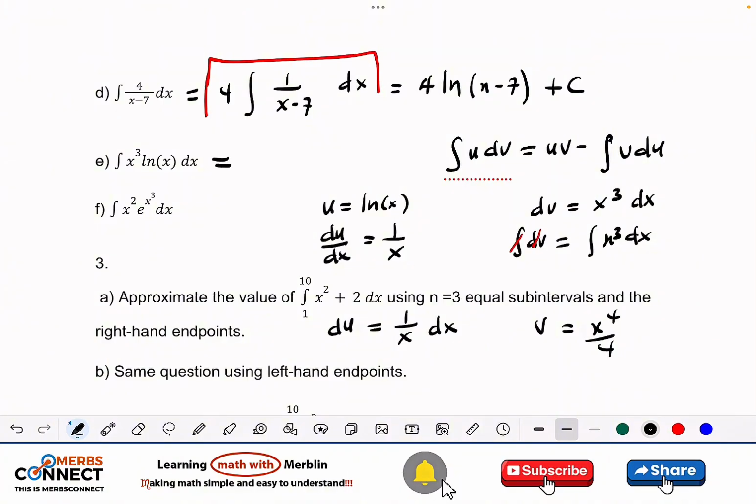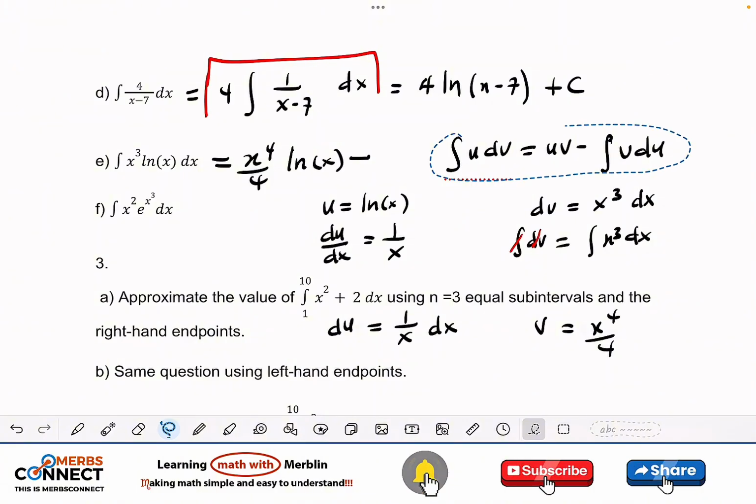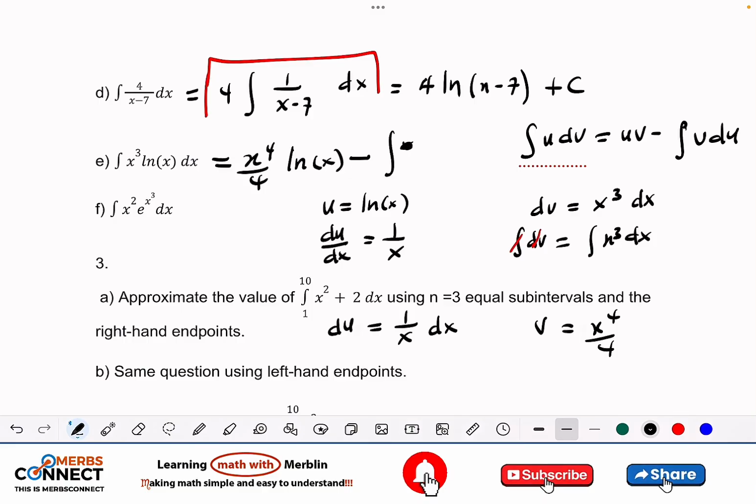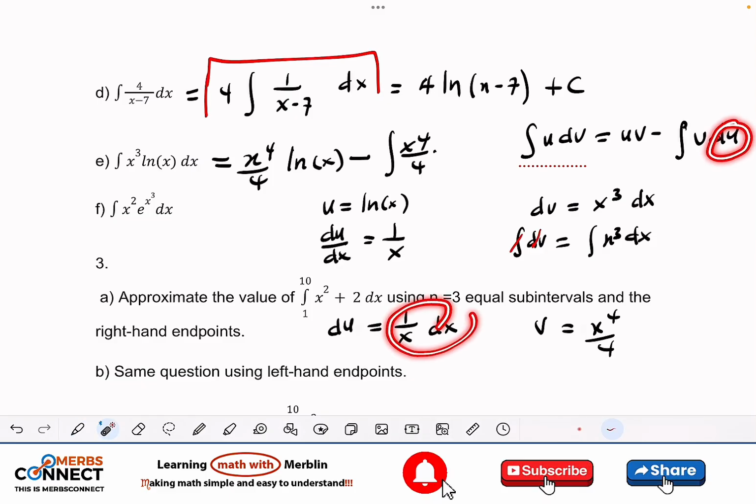So what will be the result for this? Now u v. So what is u? This is u. This is v. So I need to multiply this by this. So I'm going to have x to the power 4 over 4 times ln of x minus, then what do I need to do? Minus the integral of v, which is here, du. So v is x to the power 4 over 4 times, what is du? du is 1 over x dx.